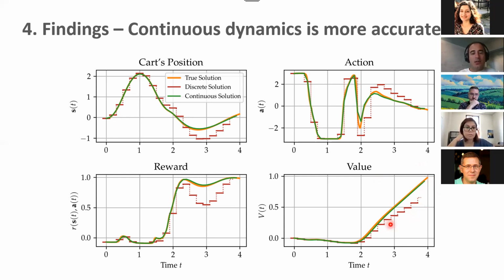And as you can see, the red curve, the discrete solution, is off. And as you move forward in time, the gap will be wider and wider, right? So the value estimates of the discrete time methods are incorrect at the end of the day. This is what we try to communicate here.